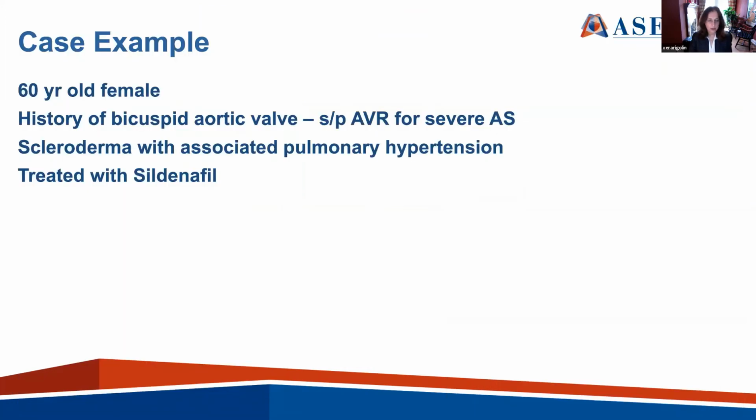The diagnosis of that patient was pulmonary embolism, and she was treated accordingly. Next example is a 60-year-old female with a history of a bicuspid valve. She underwent aortic valve replacement for severe aortic stenosis. She also has scleroderma with associated pulmonary hypertension and is being treated with sildenafil.